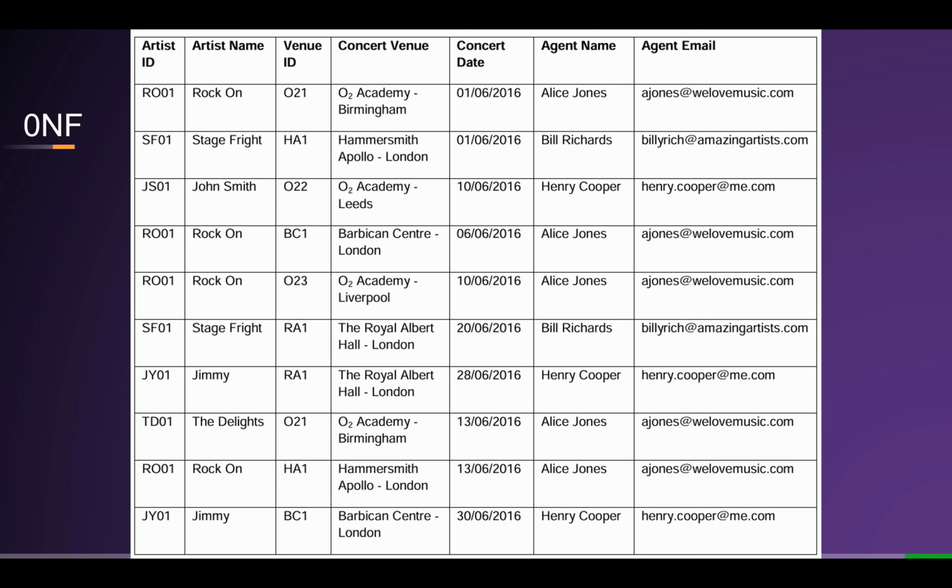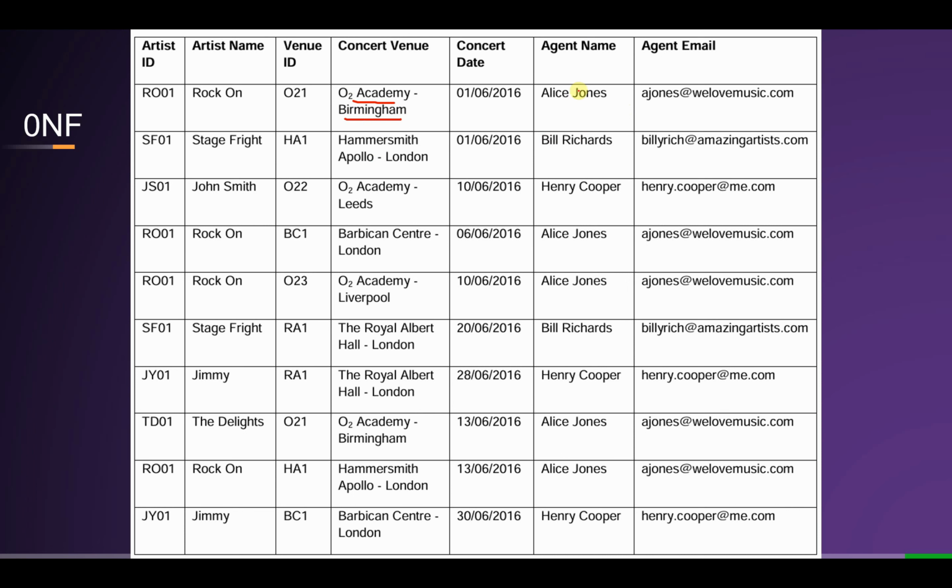You can say that this is a zero normalized form. That's because, first of all, it's a flat file. It's just one single non-atomic table, and it has a lot of replication. Over here I have the artist name and artist ID. Leave that, it doesn't indicate that much. Venue ID also, that's fine. Concert venue, there is non-atomic data over here. For example, you can see the venue and the location of the venue, non-atomic data combined within one field.